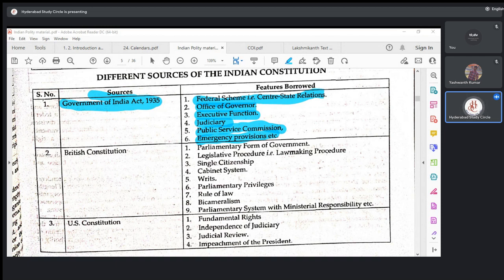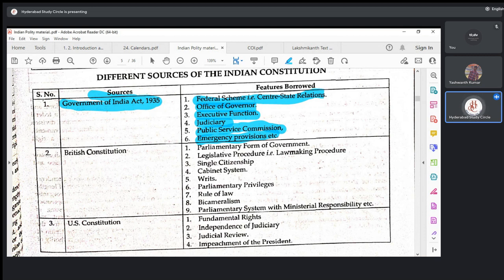What are the things we have taken from the Government of India Act 1935? We have taken the federal scheme, that is central-state relations, office of governor, executive function, judiciary, public service commission, emergency provisions. And from the British Constitution, what have we taken?